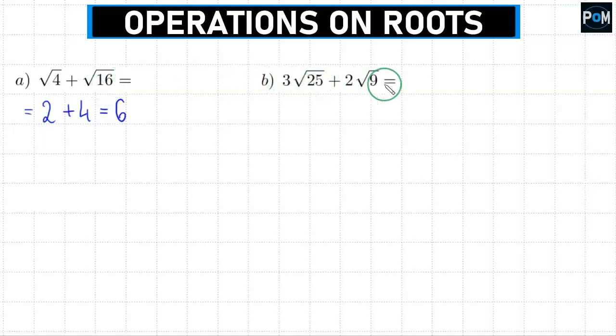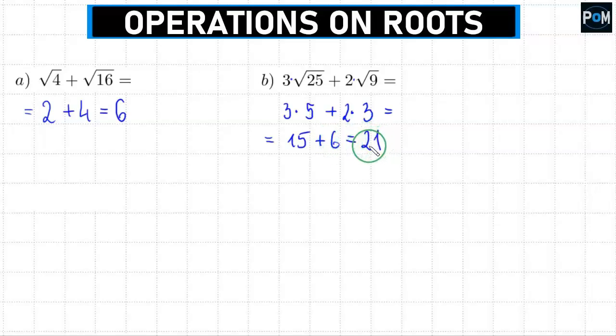In example B, we have a somewhat similar situation, but we have numbers at the front. However, this doesn't change much for us. We know the square root of 25. The square root of 25 is 5. The square root of 9 can also be calculated, and it is equal to 3. Here between this number 3 and this root, there is multiplication. So here we have 3 times 5 plus. And here between the 2 and the root, there's also multiplication. So we have 2 times 3. We can multiply 3 by 5 to get 15. Here 2 by 3 is 6. And after adding, we get 21.